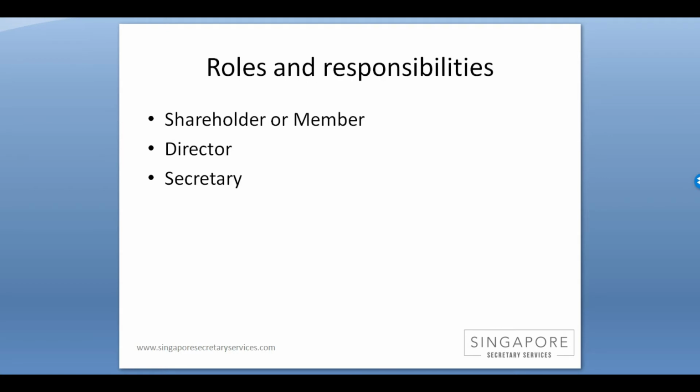Okay, so for roles and responsibilities, we'll look at shareholder or member responsibilities. Loosely exchangeable, sometimes we deem shareholders as members and members as shareholders. If you're a member of the company, it means that you actually subscribe to the company's constitution or the memorandum and articles of association, and generally shareholders or members, we use them interchangeably. Then the officers of the company, the most important is the director or directors. Then there's usually a company secretary.